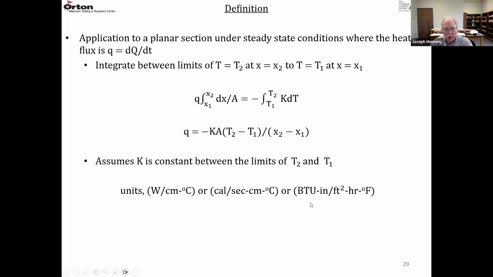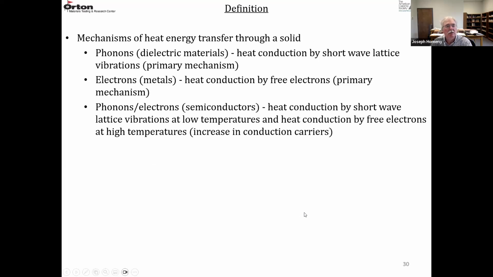There's various units for conductivity. One is watts per centimeter degree C. There's also calories per second per centimeter degree C, or BTU inches per foot squared per hour degrees F. So depending on what units you're using, you get any one of these units for the conductivity.